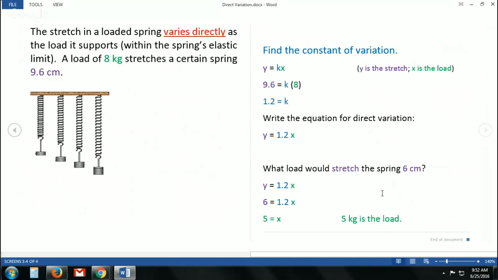When you've got direct variation, you can set up an equation, y is equal to kx, where k is the constant of variation. Dividing both sides will allow you to get k by itself and know what the constant of variation is to use in other problems.